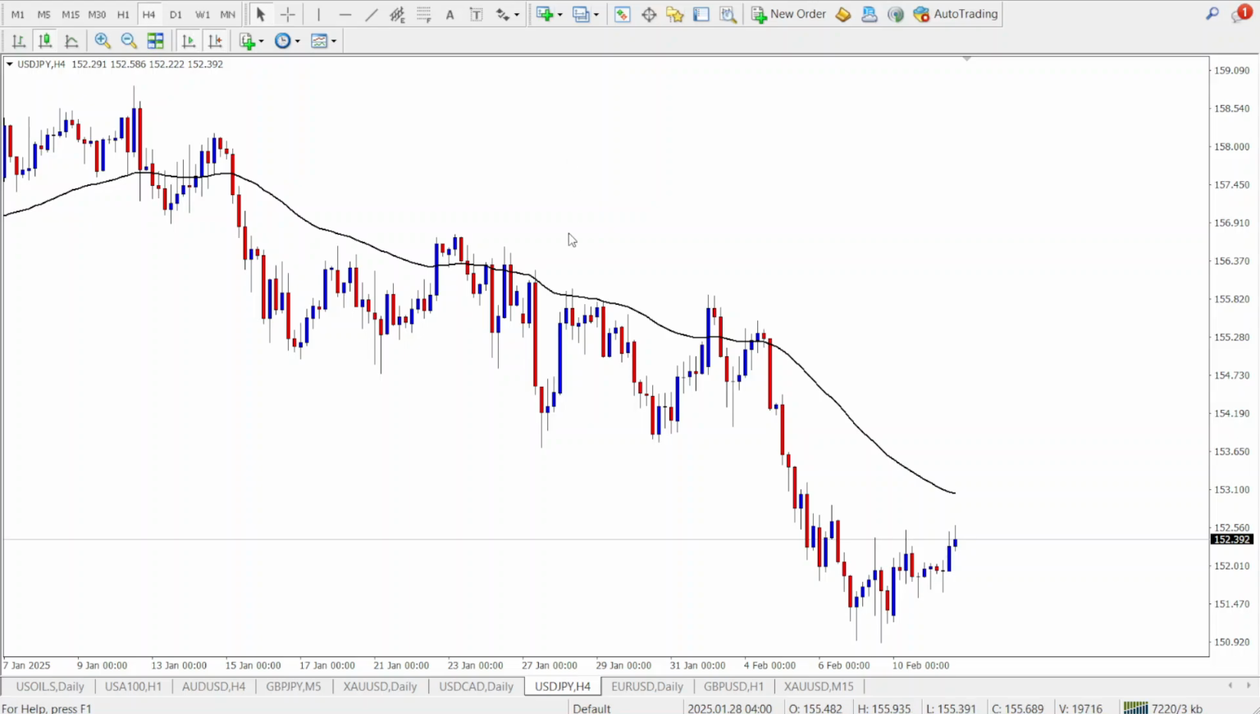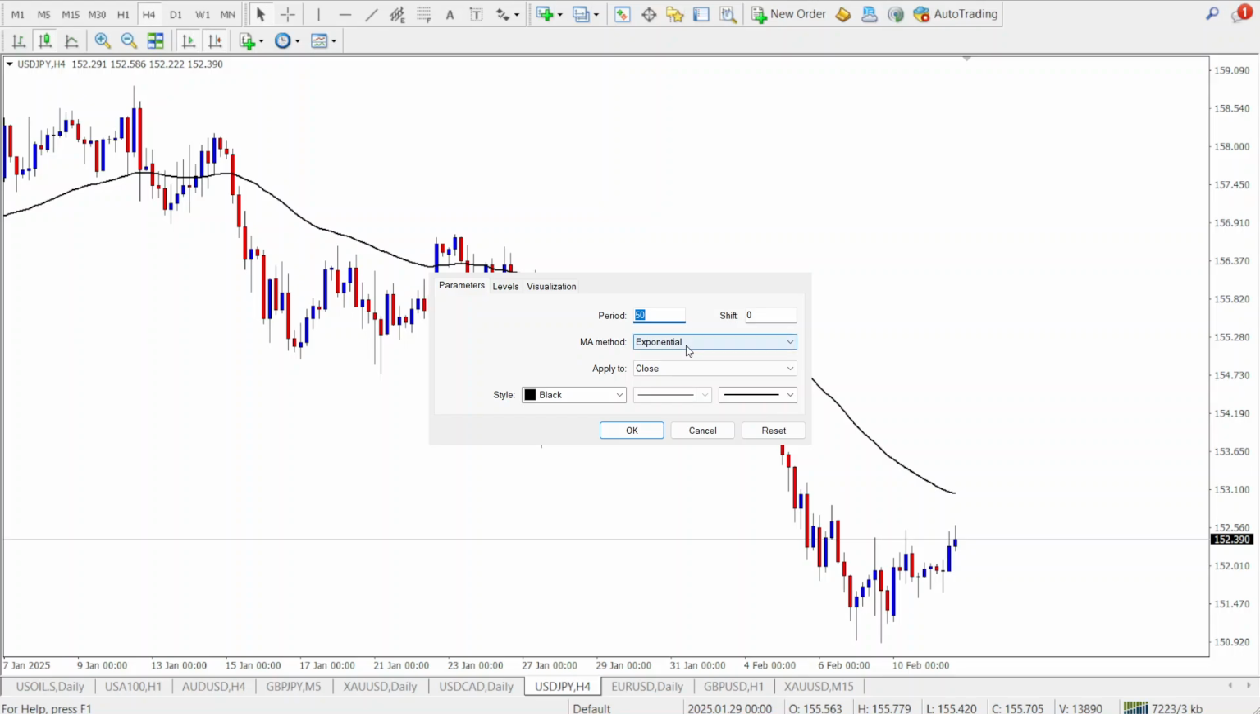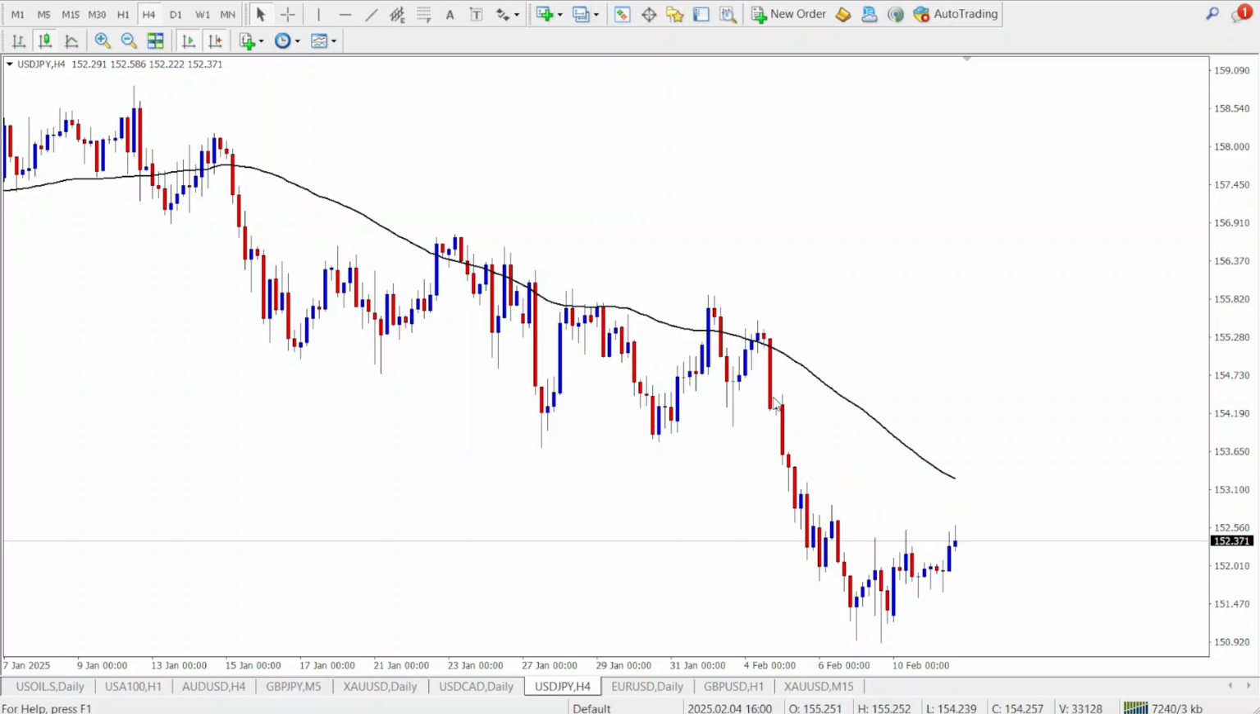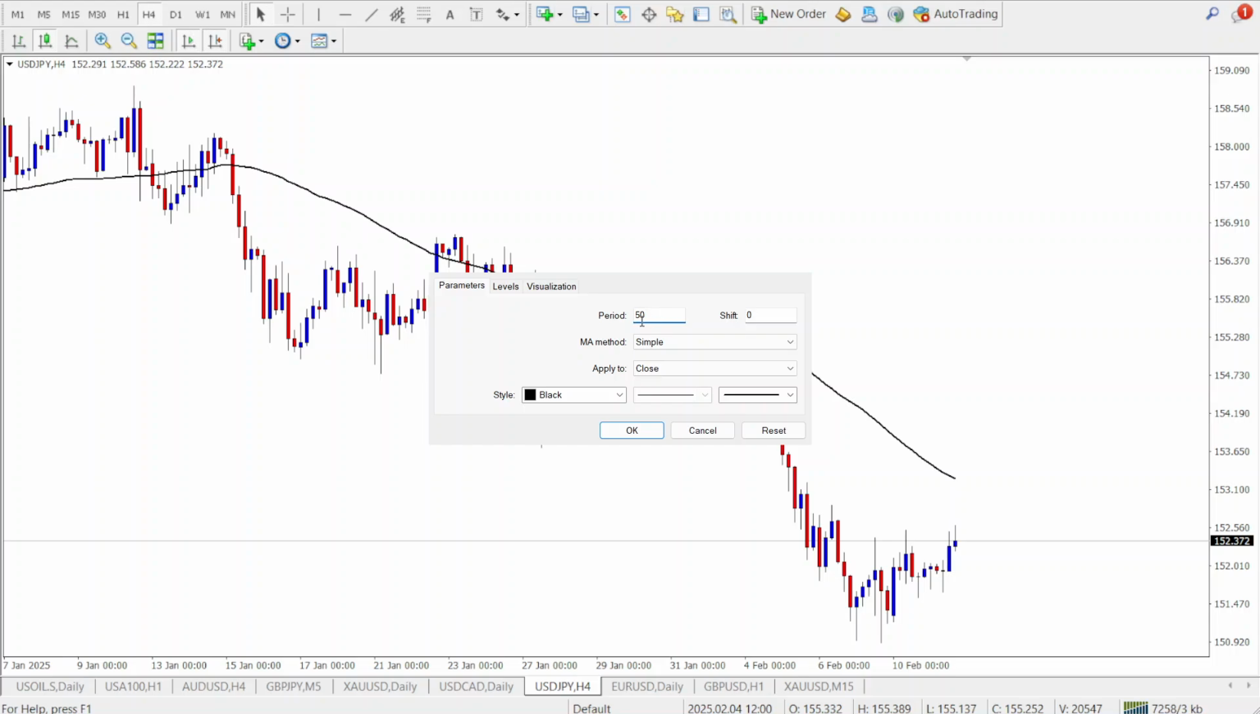The first is the simple moving average. All right, I'm just going to change this to the SMA for the purpose of this explanation. You can see I just changed the MA method to simple. So this is the simple moving average. Now the SMA calculates the average price over a set number of periods. Remember, whenever I mention set number of periods, I'm referring to the value within this box.